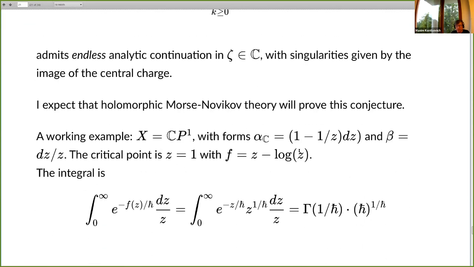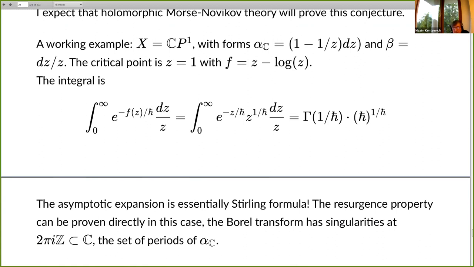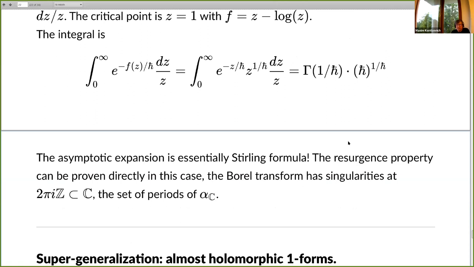Now, there is a basic example. You consider CP1, where the form is dz minus dz over z. It's a one-form, and another form is dz over z. The critical point of the function z minus log z is near the point one. And now I consider the integral, and instead of a very small neighborhood, I can integrate from zero to infinity. After you calculate this integral, you see a gamma function multiplied by a correction term, and this is essentially the Stirling formula. So the resurgent property can be proven directly in this case, and the Borel transform for the terms of the Stirling formula is a meromorphic function which has singularities at 2 pi i times integers, which is exactly the set of periods. So it's an elementary confirmation of this general conjecture.